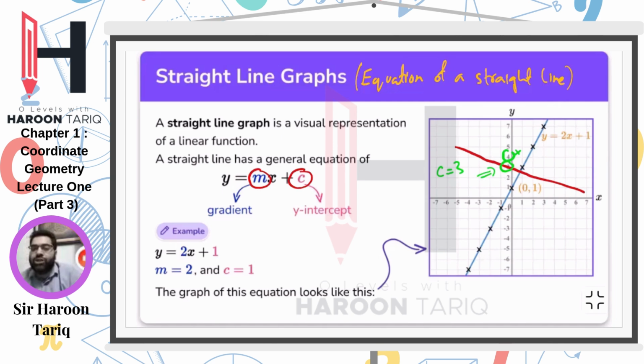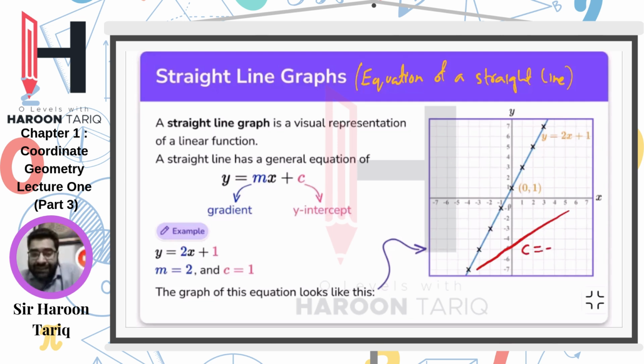Y-intercept is the point where it crosses the y-axis. We call it y-intercept. C is the y-intercept. I'll make another line just to see if this is making sense. Okay, now what's my y-intercept? Wherever it crosses the y-axis. Now here the C is -5 because you can see it crosses the y-axis at -5.